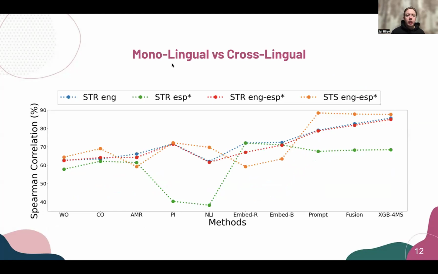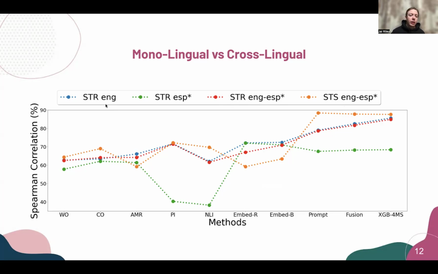So now we're going to be taking a look at our monolingual versus our cross-lingual. So this is our second hypothesis. So as we can see here, very closely related. We have our methods on the bottom, and once again, our Spearman correlation on the y-axis. We're going to be taking a look. So this is STS, once again, that 2017 STS data set from SemEval task 1, 2017.